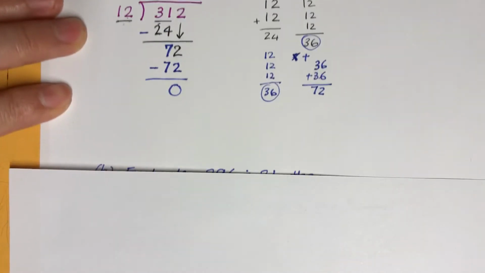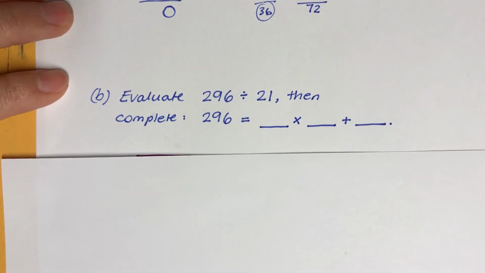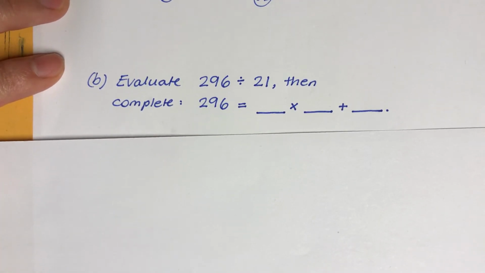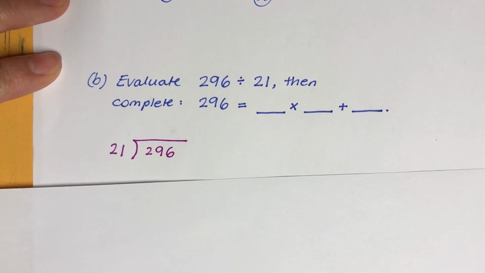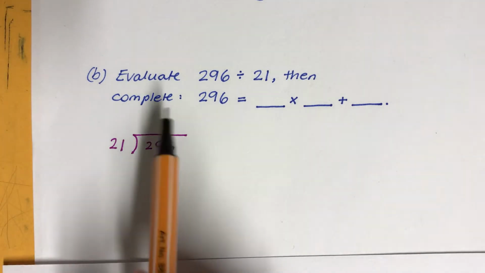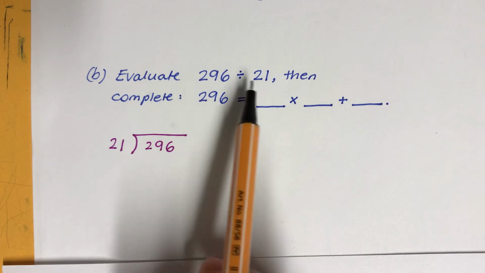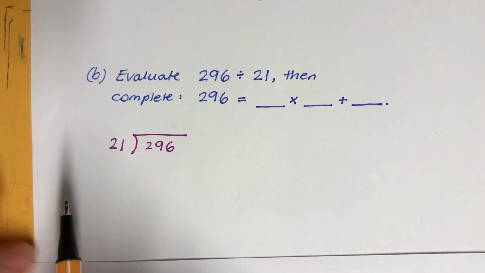Now, the second question is a little bit different to the first one, what we've done. Evaluate 296 divided by 21 and then complete this number sentence: 296 equals something times something, plus something. So let's start, because the first instruction we were given was to evaluate that first. So I'm going to use that long division technique and I'm going to solve this one.